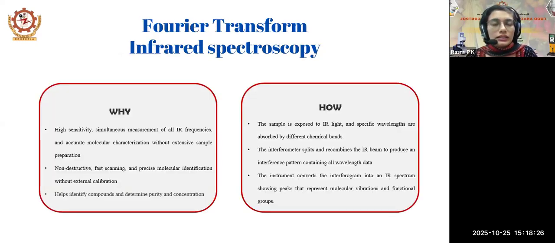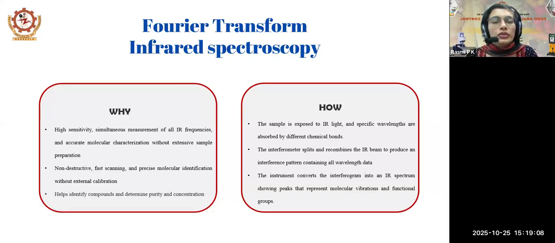So as we discussed in case of HPLC and UV spectrophotometer, we have to know why we are using FTIR and how to use the FTIR. FTIR is a highly sensitive, simultaneous measurement of all frequencies and accurate molecular characterization without extensive sample preparation. It is non-destructive, fast scanning, and gives precise molecular identification without external calibration. It needs, I think, maximum 5 minutes for the analysis, and for the data interpretation, we have to use software. Here, it helps to identify the compounds and determine the purity and concentration of the sample.